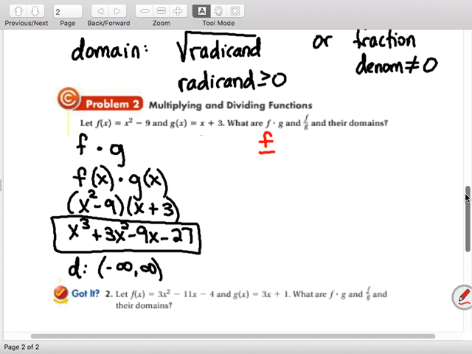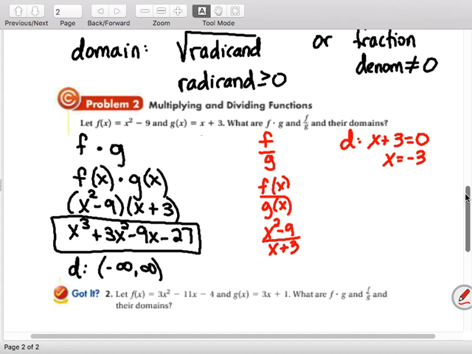All right, f divided by g means f of x divided by g of x. So that's x squared minus 9 over x plus 3. When you deal with a fraction, the first step, when you set it up, is to immediately stop and set the denominator equal to 0. If I subtract 3, I get x equals negative 3. So that means my domain is everything except negative 3.